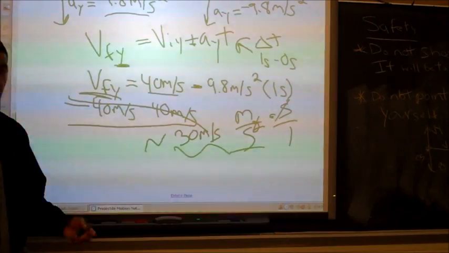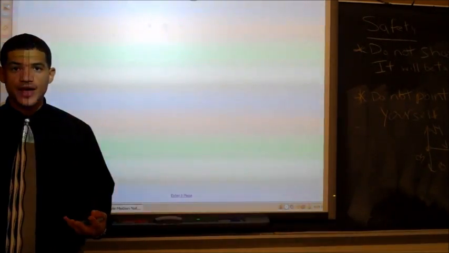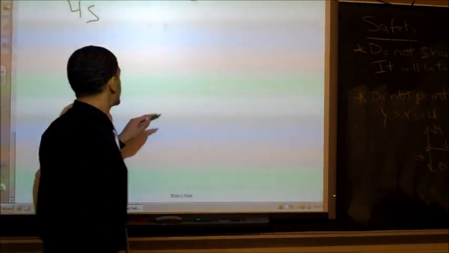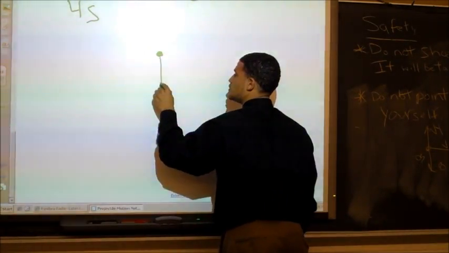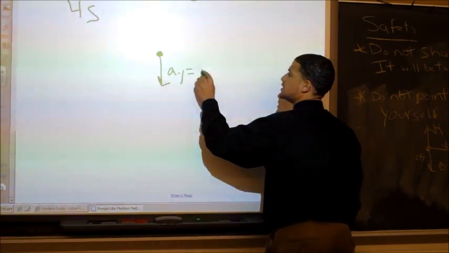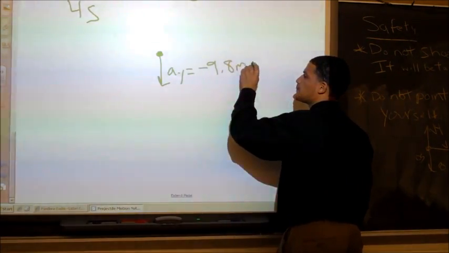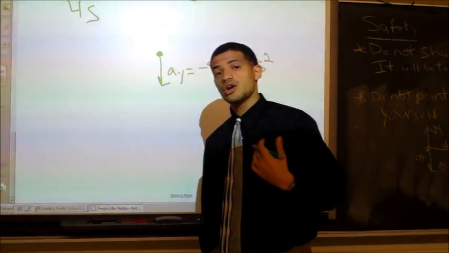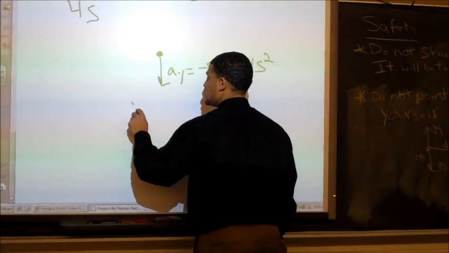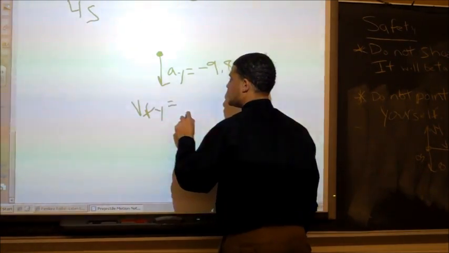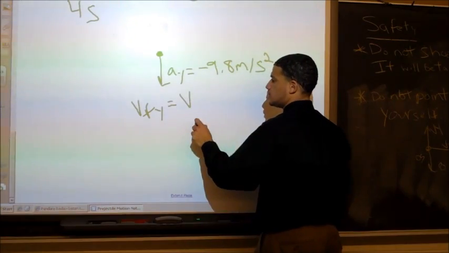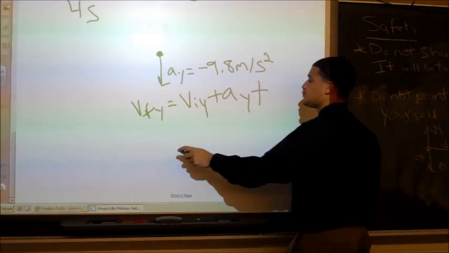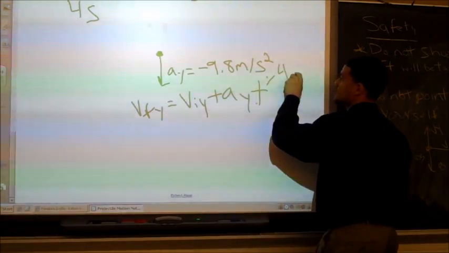So for the sake of your time as well as mine, I'm just going to fast forward to what happens at 4 seconds. So at 4 seconds, we still have an acceleration due to gravity pulling down at negative 9.8 meters per second squared. However, after 4 seconds, since we started with 40 meters per second, since our V final y equals our V initial y plus our acceleration y times time, our time here is 4 seconds.